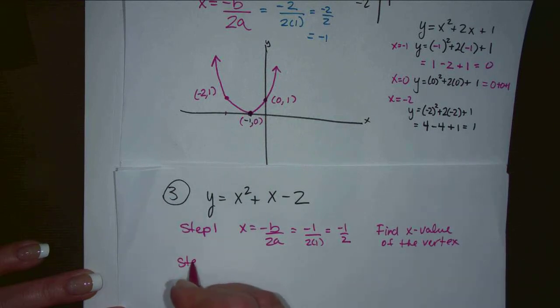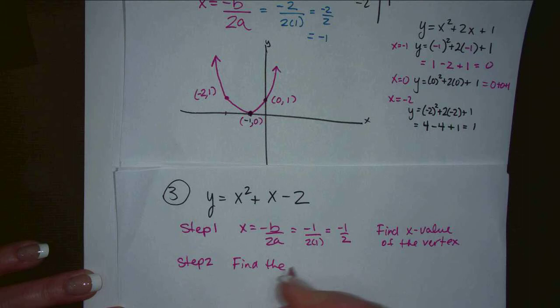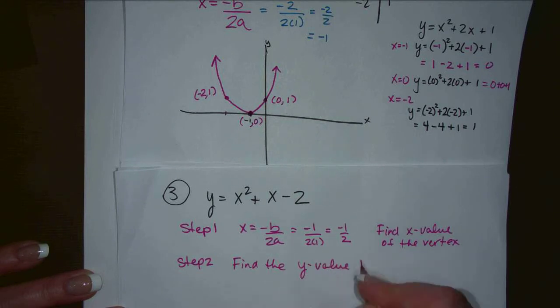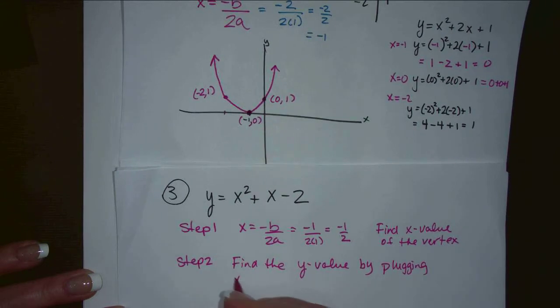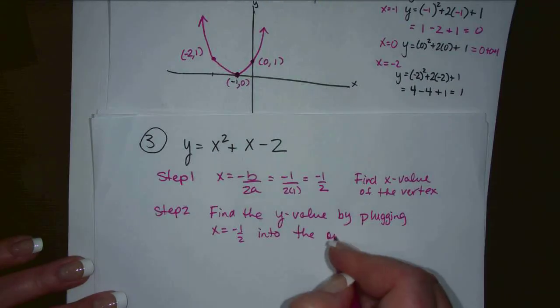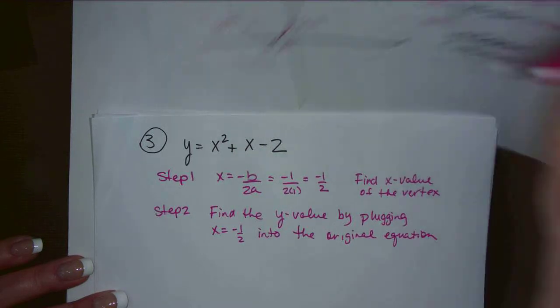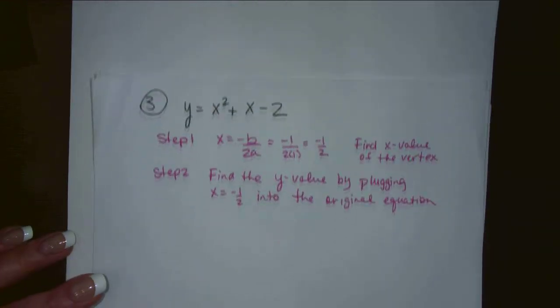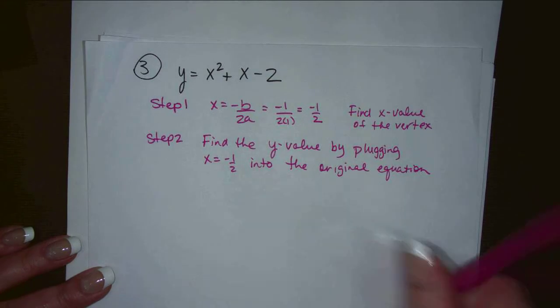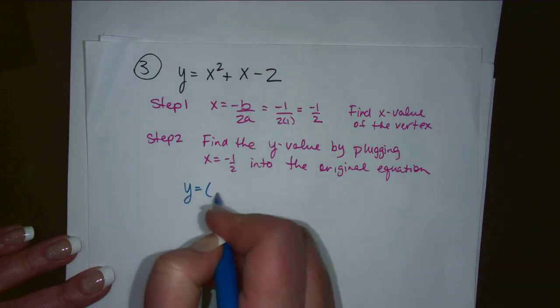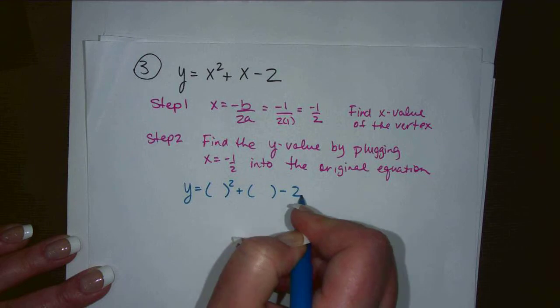Step 2 would be to find the y value so that you actually have a point for the vertex. Find the y value by plugging x equals negative 1/2 into the original equation. Like we always do for any point on any graph, just take your x value and plug it in. So here we would have y equals x squared plus x minus 2.